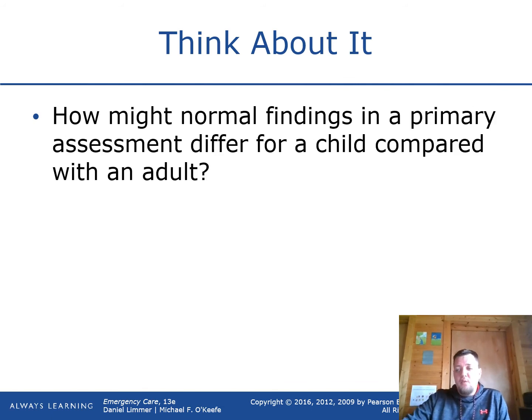So how might normal findings in a primary assessment differ for a child compared with an adult? Okay. So we learned back in lifespan development that children are different. Their normal vital signs are different. My 3-year-old has different vital signs than I do. Her heart rate is a little bit faster. Her breathing rate is a little bit faster. So just be prepared and think about those things when you are assessing a child. And we'll get into that more later on when we talk about pediatrics as well.